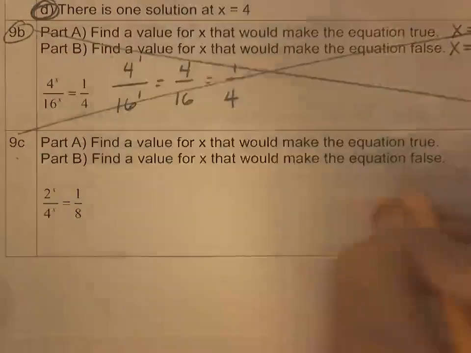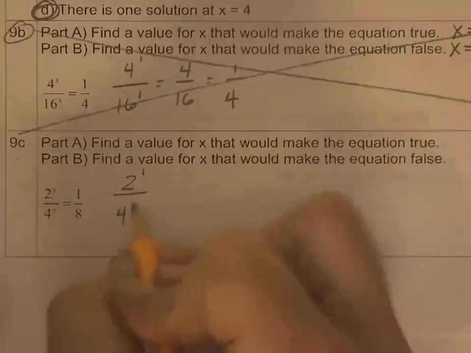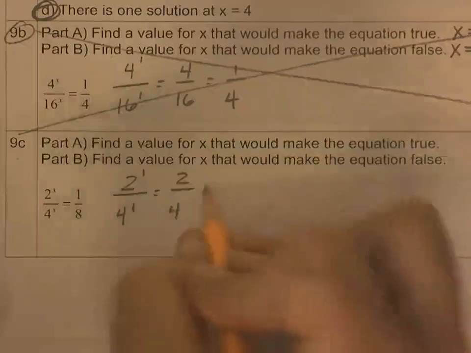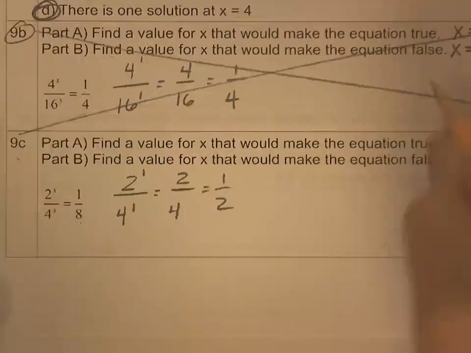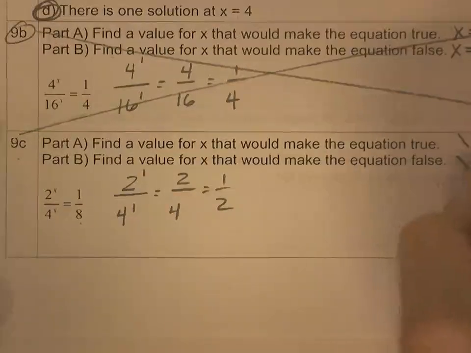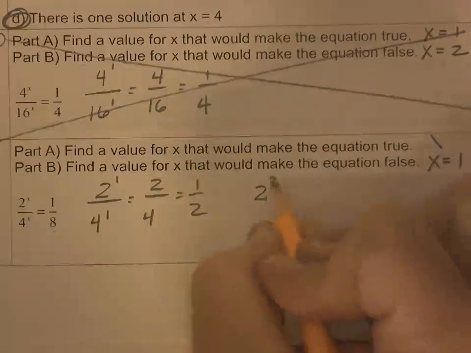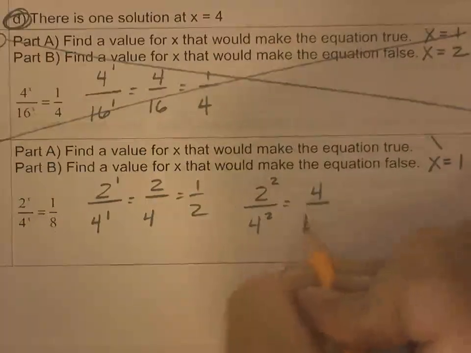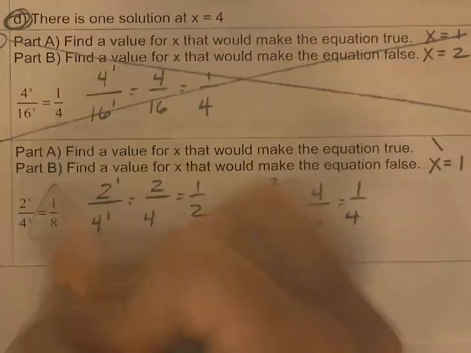So 9c, same idea. So I'm going to go 2 to the first over 4 to the first. That's the same thing as 2 over 4, which is the same thing as 1/2. Did that work? Nope, it does not equal 1/8. So I know that x equals 1 makes it false. Let's find one that makes it true. 2 to the second over 4 to the second is 4 over 16, which is 1/4. That didn't work. I need it to be 1/8 over here.